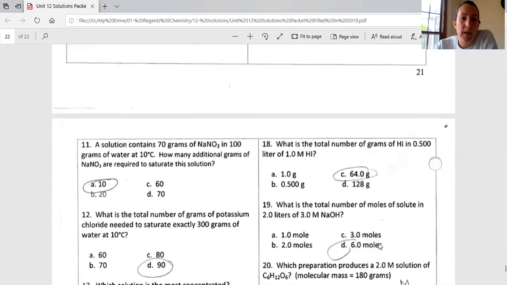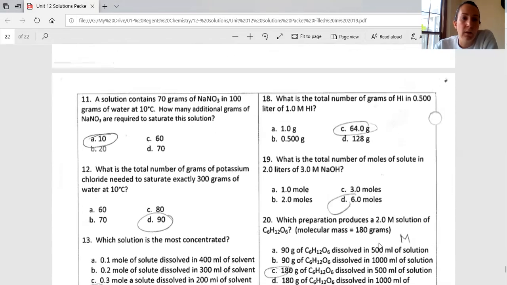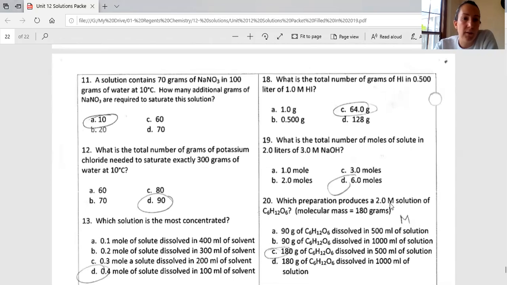On the next page, we have 70 grams at 10 degrees. So if you plot that point, it says how many additional grams are required to saturate the solution. So see where it hits the line at 80 grams. So we need to add 10 more.